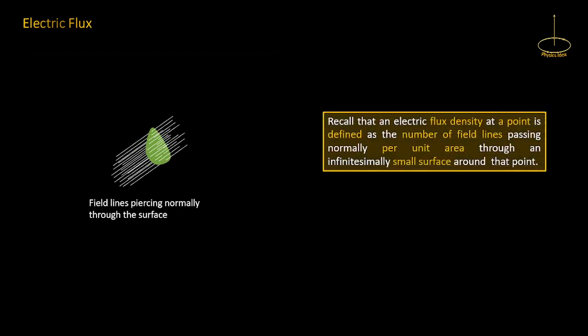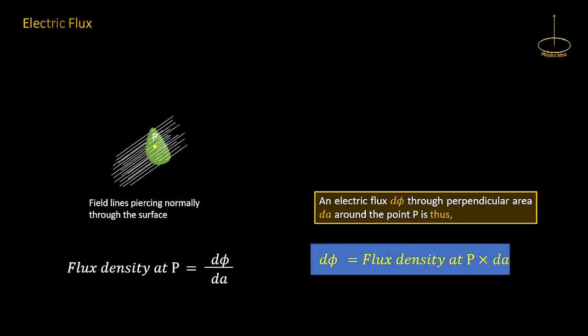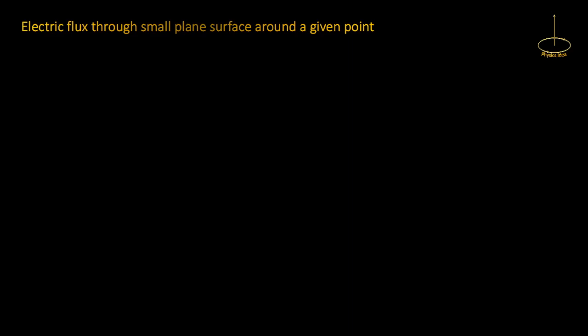Recall that an electric flux density at a point is defined as the number of field lines passing normally per unit area through an infinitesimally small surface around that point. An electric flux d phi through perpendicular area dA around the point P is thus: electric flux through small plane surface around a given point.